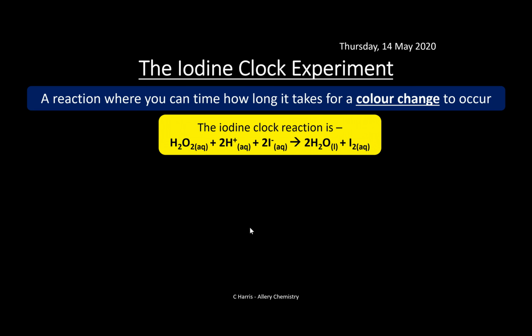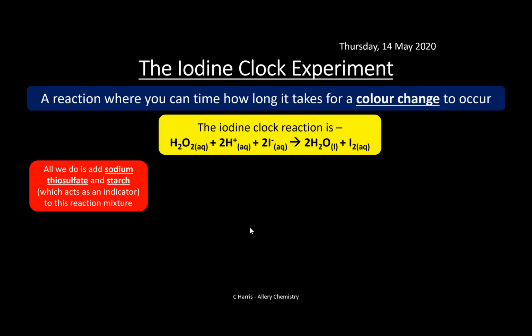So this one is an iodine clock reaction, and effectively you've got hydrogen peroxide in acid and iodide ions, and that's reacting to form iodine, which is I2. So all we do is we add sodium thiosulfate and starch, which is an indicator because it will react with the iodine and turn a pitch black colour. It's like a dark blue-black colour.